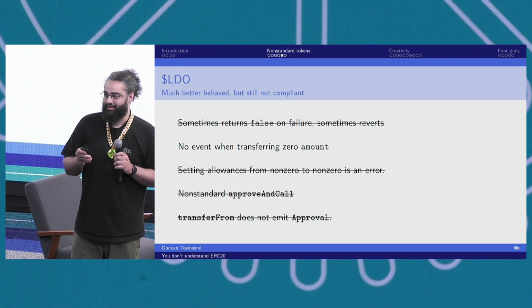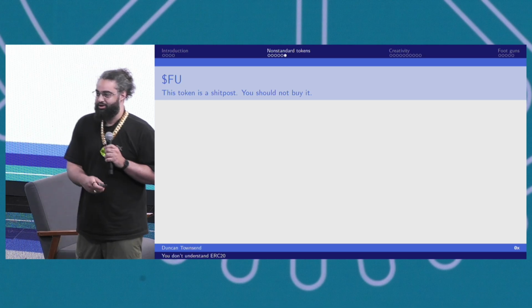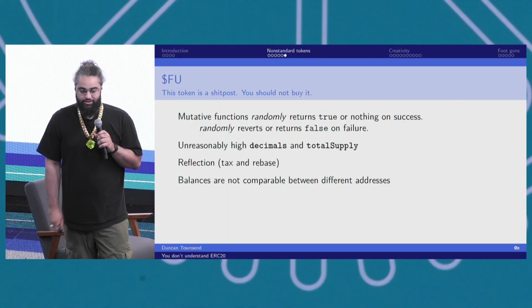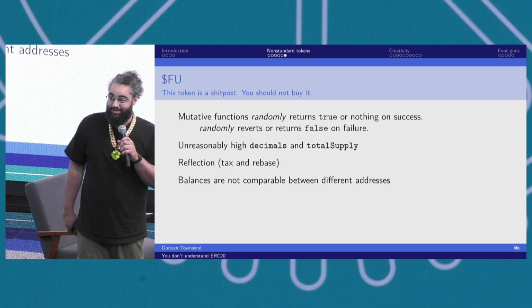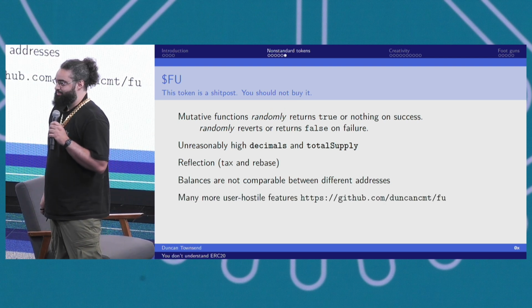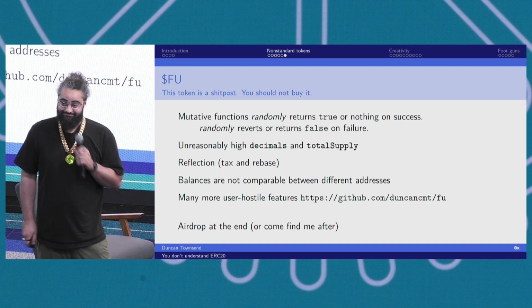But far from criticizing all of these other tokens, I made my own token that violates the standard as much as possible while still being technically interoperable. It's got lots and lots of dumb features. It's unreasonable in many, many ways. It's got lots of user hostile features. Please check it out on my GitHub. And this is the token I'm going to airdrop to you. So good luck selling it.